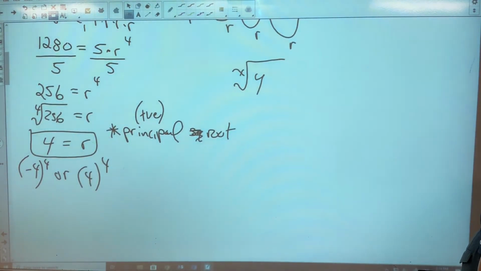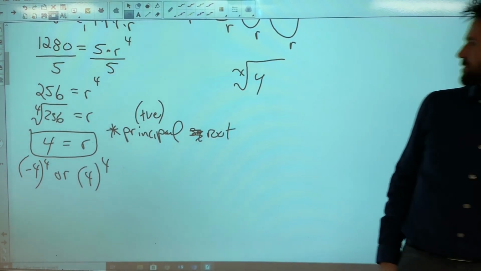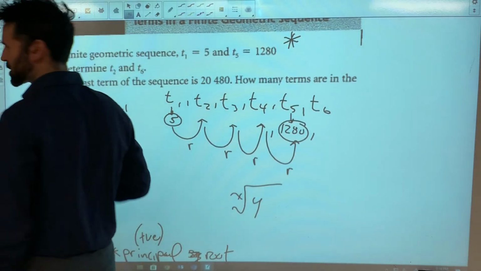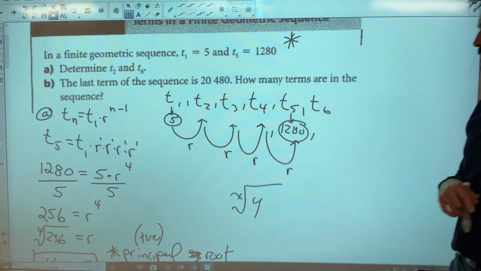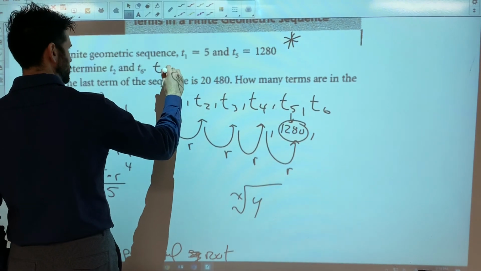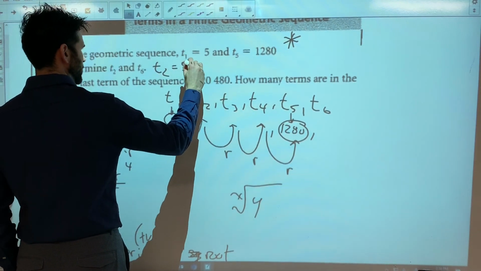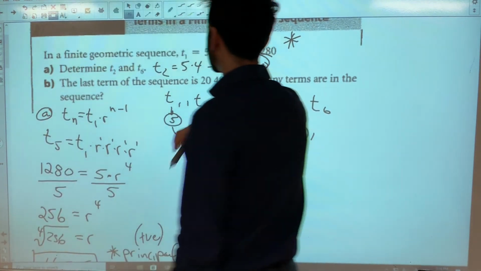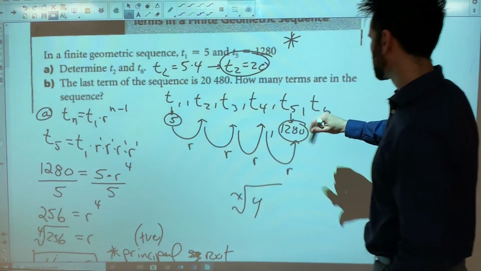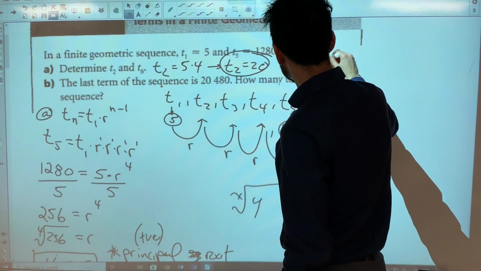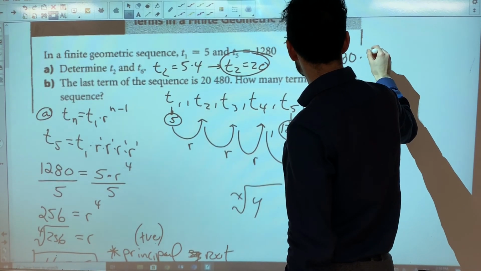And what else is it asking us? So we found r, and we were trying to find term 2 and term 6. But now that we have r, could we find term 2 and term 6? Yep. You betcha. So we could just take term 1, so term 2 would be 5 times 4, or 20. And term 6, we'll just take term 5 and multiply it by 4. How about that? So term 6 is term 5 times 4.